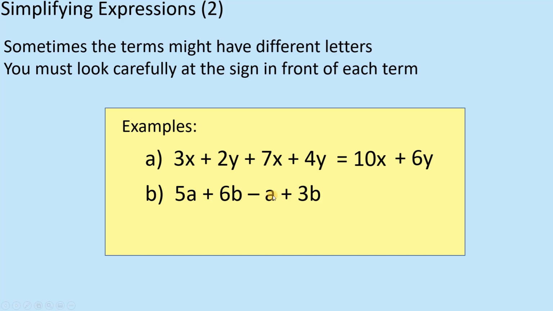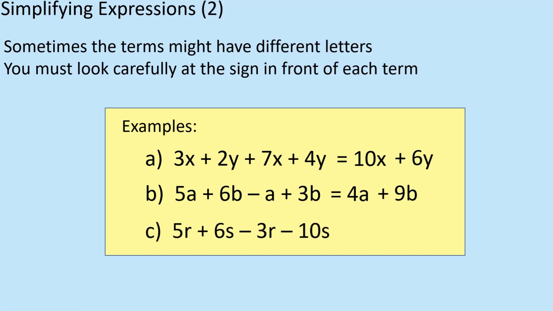All right, so 5a take away, that's going to give me 4a. And now I've got plus 6b plus 3b, and that's going to give me plus 9b. All right, so hopefully you can see what I'm doing there. I'm keeping a very, very close eye on the sign that's in front. Okay, all right, here we go.